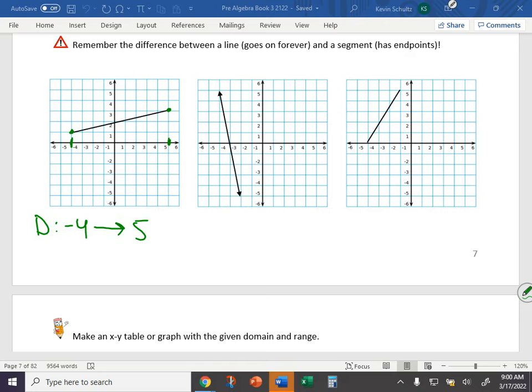Now for the range, what's the lowest y value that this segment has? Look at how it travels along the y-axis. What's the lowest y value? +1. Our bottom point here is at 1 on the y-axis, so that's going to be our first number. And what's the highest y value? Our top point right here, what does that correspond to? 3. So the range of this segment would be 1 to 3.